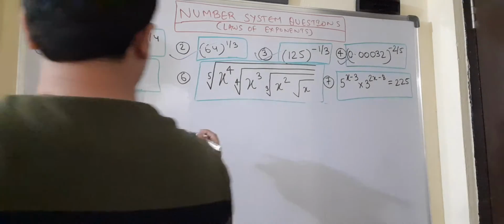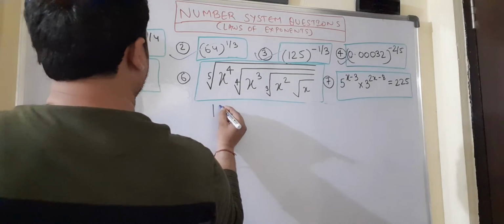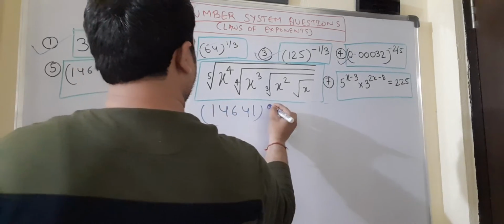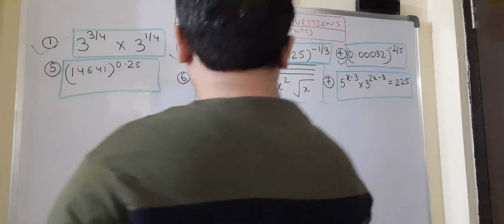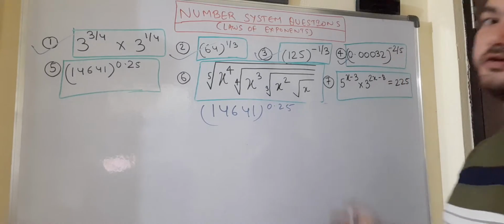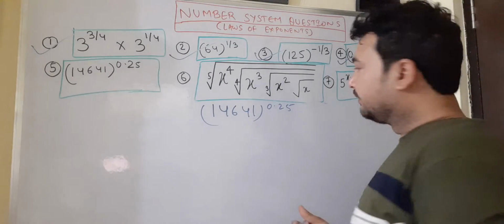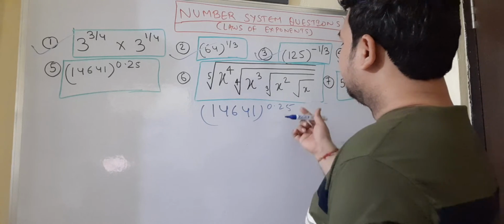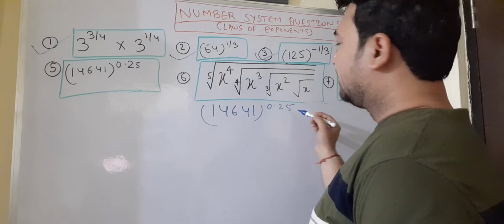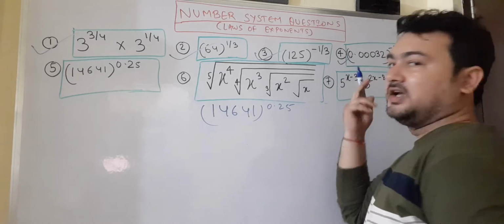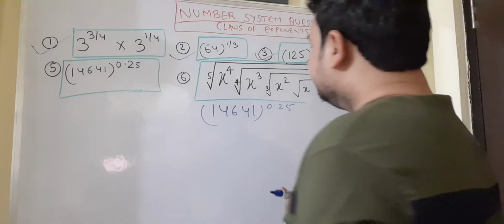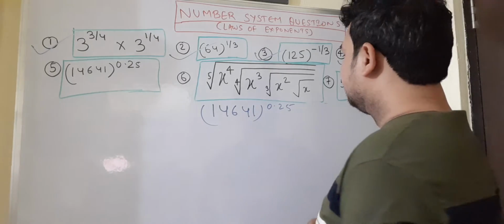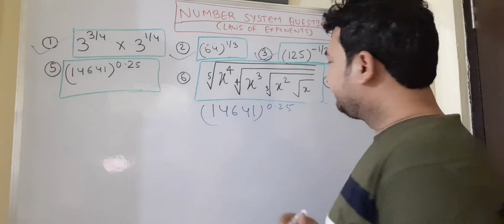Now fifth one, 14641 to the power 0.25. First of all, this may cause trouble to you because you have not studied or solved any such problem with 0.25 as power. But this you can easily convert into the form p by q.